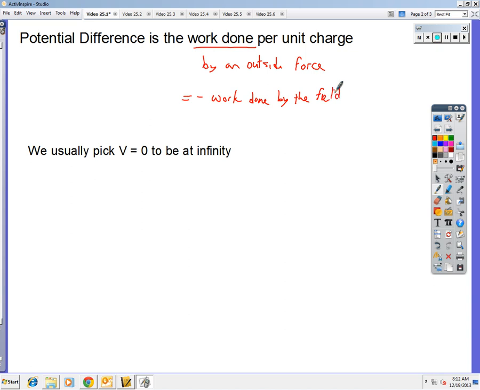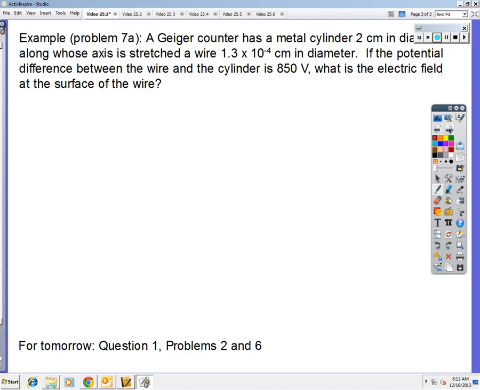And typically we'll pick V equals 0 to be at infinity. So that means that we can assign a particular electric potential to every other point, assuming that when you're far away from all other charges, V is equal to 0. So pretty straightforward. Now an example here, which is a fairly tricky one.